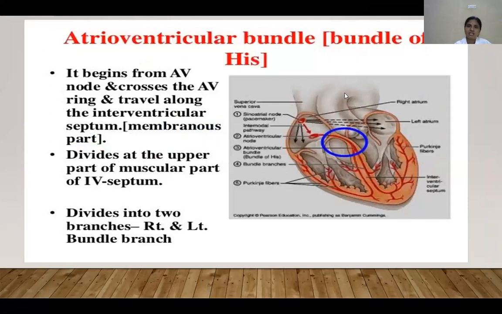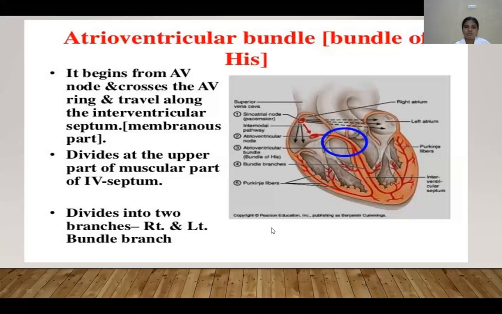Then the atrioventricular bundle, the bundle of His. Where is it present? It begins from the AV node, then crosses the right atrioventricular ring. Then it travels through the membranous part of the interventricular septum. Then at the upper part of the muscular interventricular septum, what happens? It divides into right and left branches.